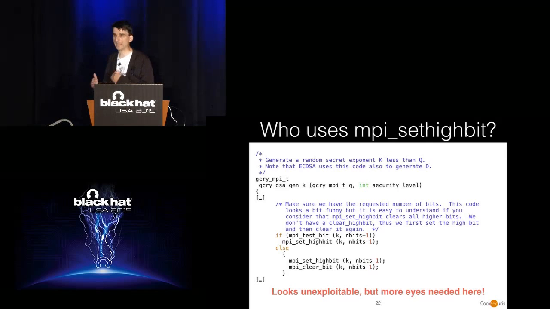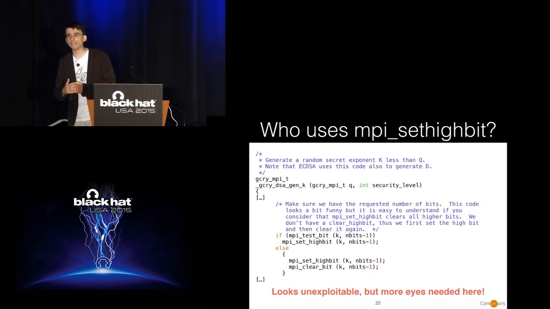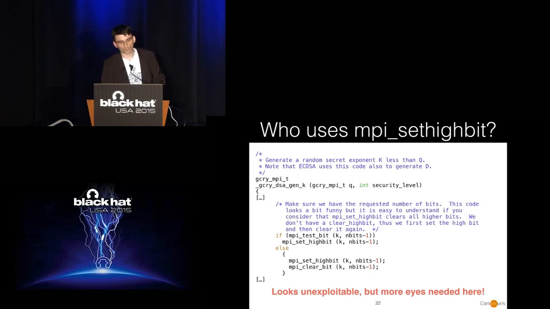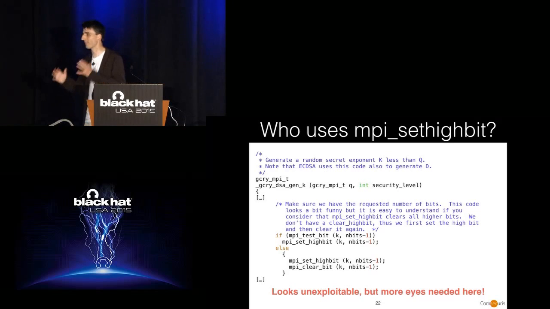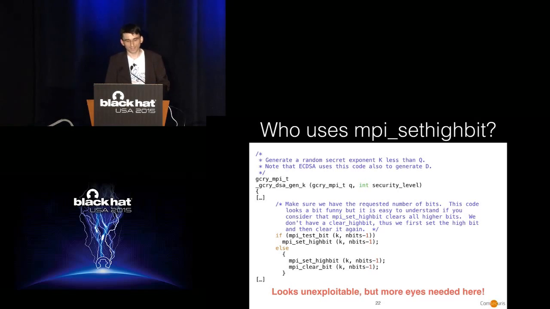And the only way I see how this could have an effect on the library, the only place where I see this routine being used is in the DSA generation for the value k, which is a very, very sensitive area. This is something you totally don't want to screw up. And the comment there is even more interesting, because they say, make sure that we have the requested number of bits. This code looks a little bit funny, but it's easy to understand if you consider that MPI set high bit clears all higher bits, which is not the case. So whoever put that in there, I don't know.